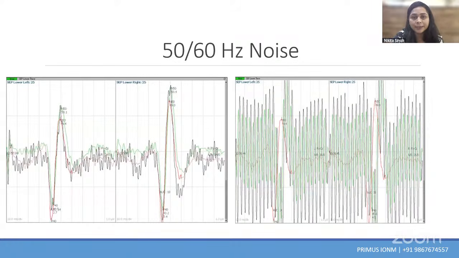This is the second artifact, which is 50 to 60 hertz noise. Here you can see a very clear image of lower SSEP, and in the other image, you can see there is a 50 to 60 hertz noise artifact. It is very difficult to identify which one is the response and which one is the noise. To avoid these noises or to cut short these artifacts, one needs to apply filters so that they attenuate the noise and give you a crisp, clear response.